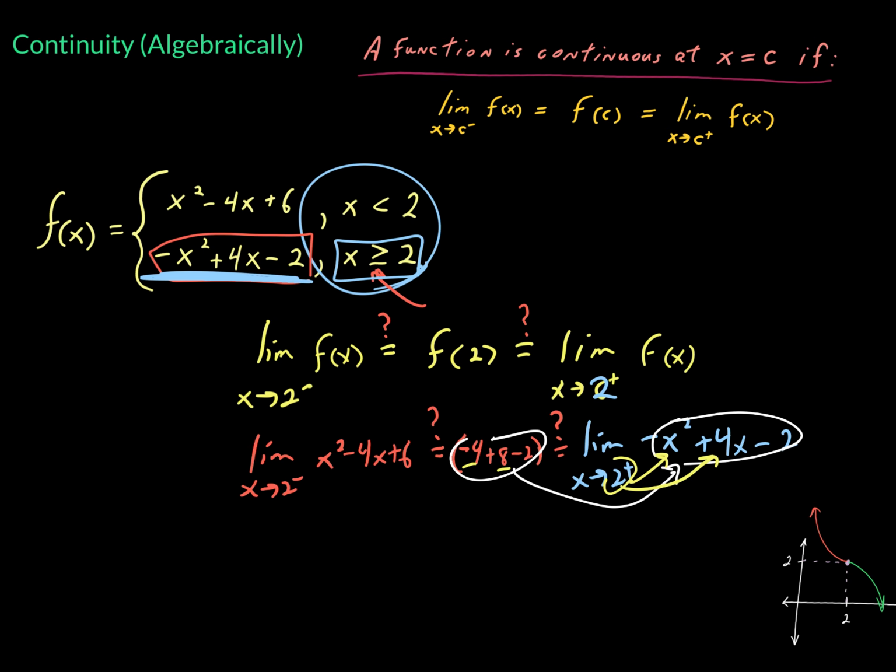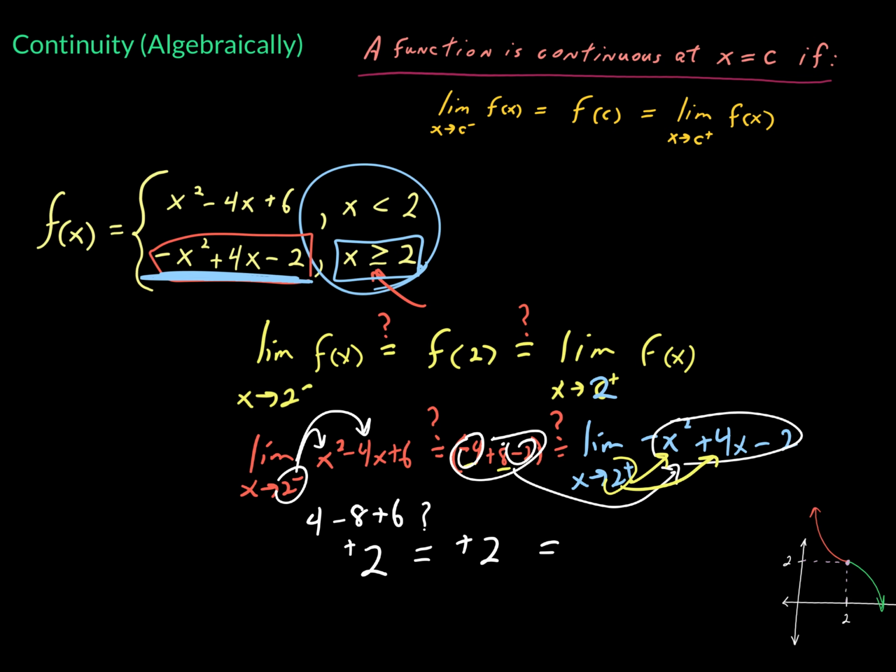Let's evaluate this thing. When you plug in a 2 here and here, you're going to get 2 times 2, you're going to get 4 minus 8 plus 6. That's negative 4. That is a positive 2. Does that equal, what is this, 8? Well, that's a negative 4, negative 2. That's 8 minus 6. That's a positive 2.